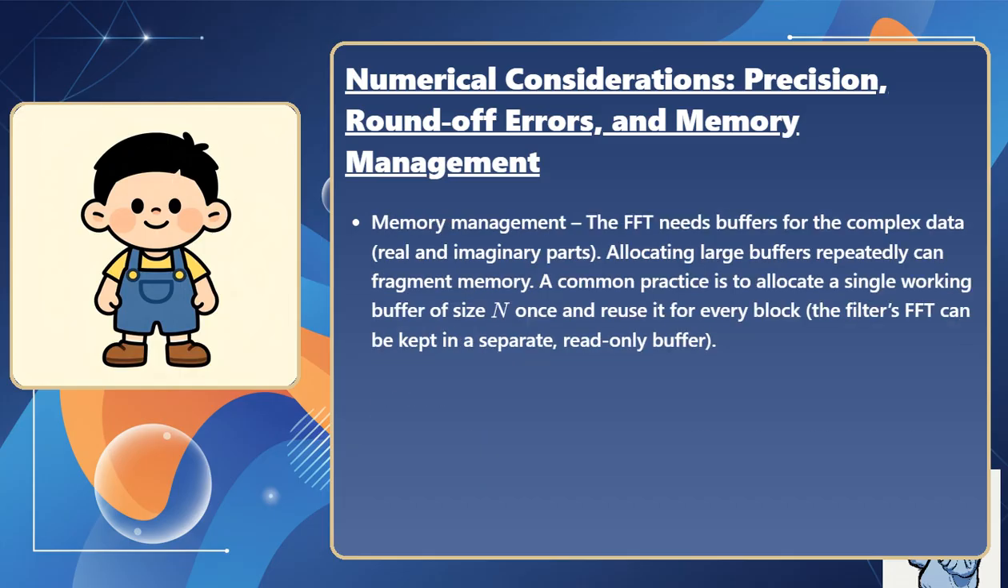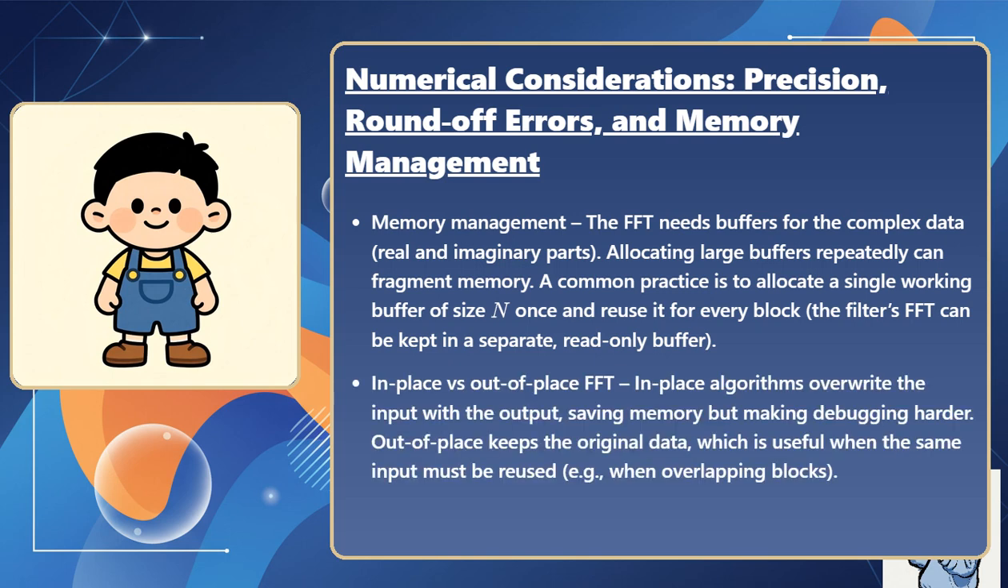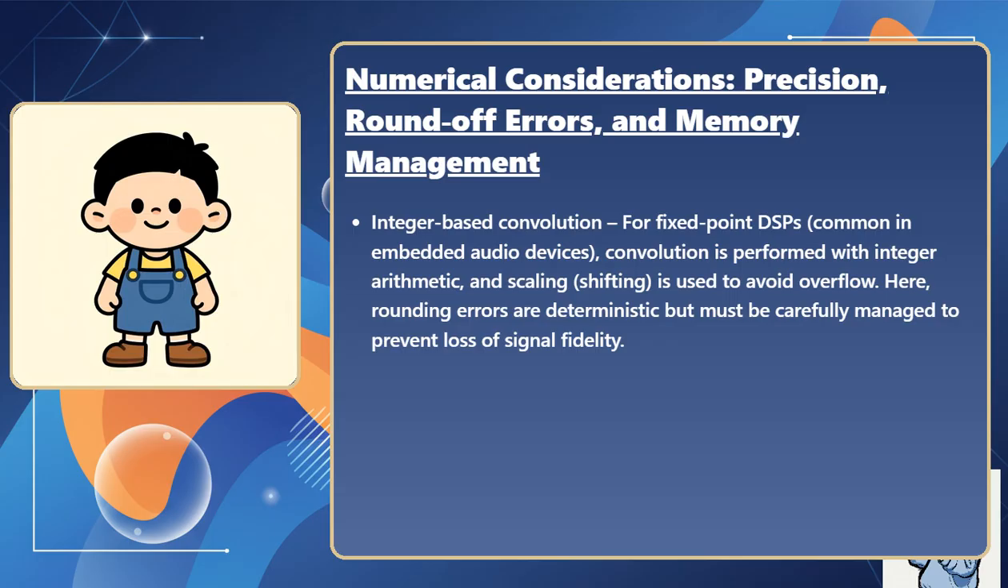Memory management: the FFT needs buffers for the complex data, real and imaginary parts. Allocating large buffers repeatedly can fragment memory. A common practice is to allocate a single working buffer of size n once, and reuse it for every block. The filter's FFT can be kept in a separate read-only buffer. In place versus out of place: in-place FFT algorithms overwrite the input with the output, saving memory but making debugging harder. Out of place keeps the original data, which is useful when the same input must be reused, for example when overlapping blocks.